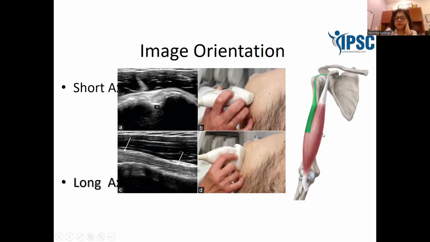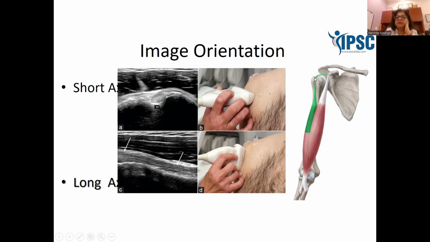So now coming back to the ultrasound, we have image orientation. Now the image orientation can be in short axis and long axis. So here you can see that's the scapula, and that's the humerus, and that's the long head of the biceps tendon traveling between the lesser and the greater tubercle in the bicipital groove.